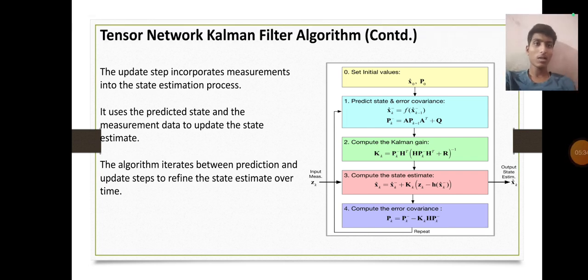Tensor network Kalman filter algorithm conditions. The update step incorporates measurements into the state estimation process. It uses the predicted state and the measurement data to update the state estimate. The algorithm iterates between prediction and update steps to refine the state estimate over time.